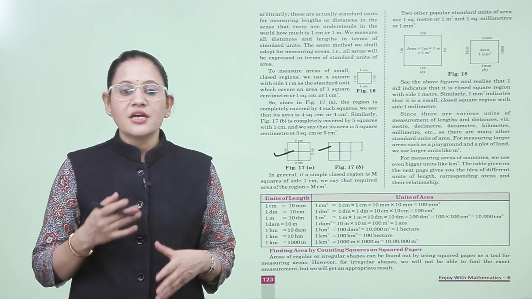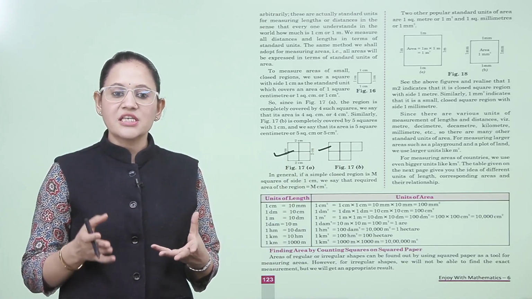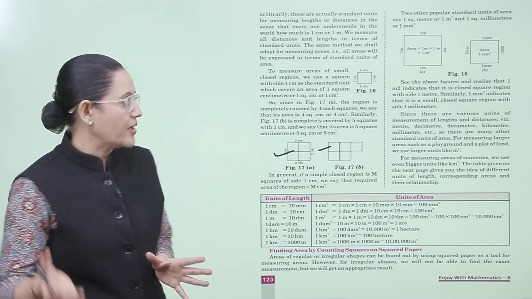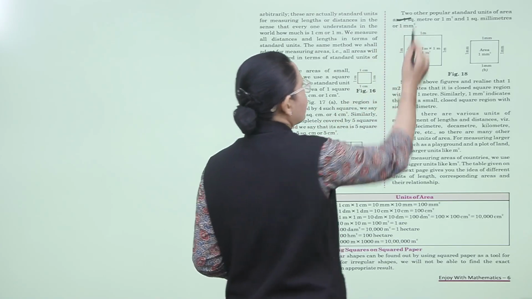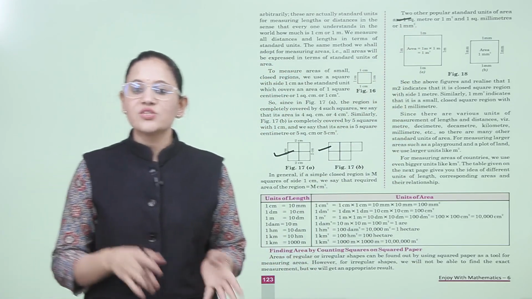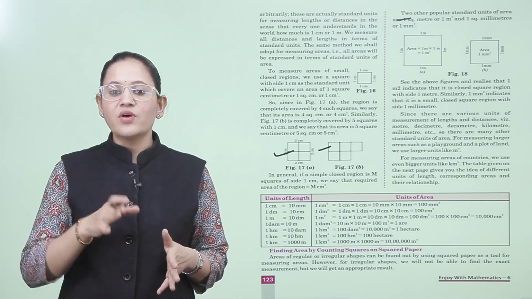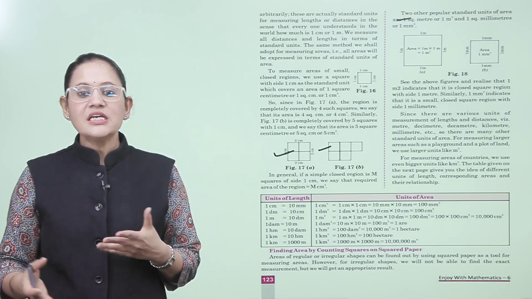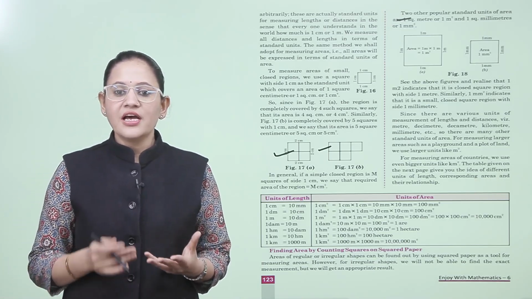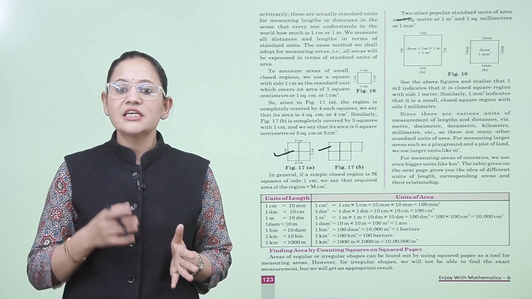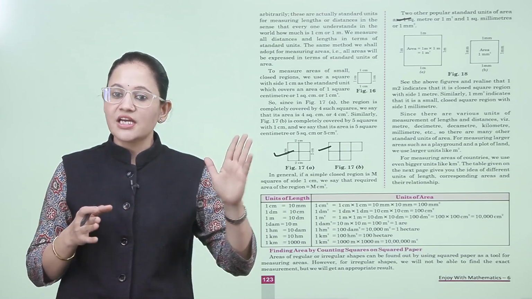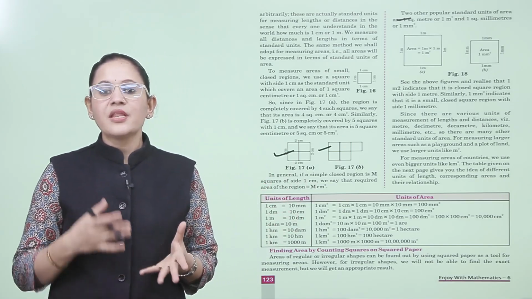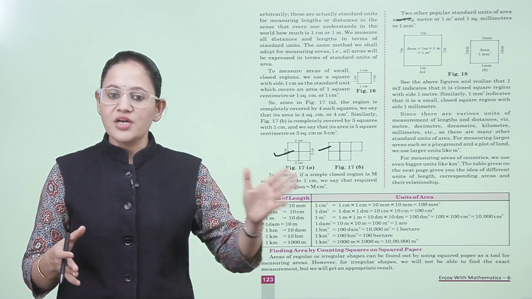In general, if a simple closed region is covered by m squares of side 1 centimeter, then we say the required area is m centimeter square. Clear? Two other popular standard units of area are 1 square meter, which we write as 1 meter square, and 1 square millimeter, which we write as 1 mm square. Clear? See the above figure and realize that 1 meter square indicates a closed square region with side 1 meter. Similarly, 1 millimeter square indicates a small closed square region with side 1 millimeter.